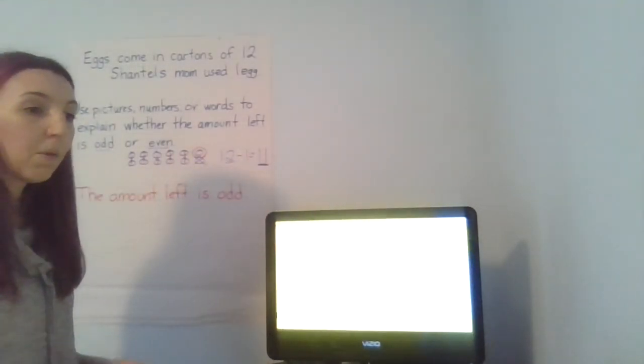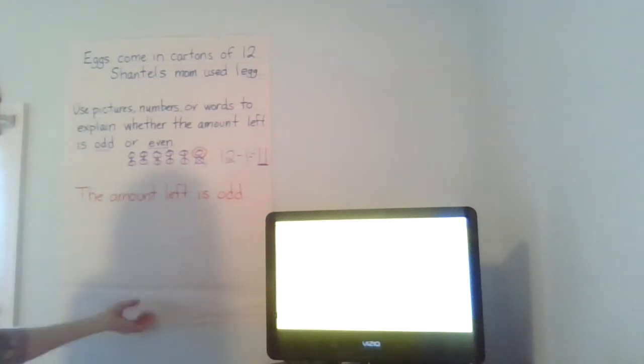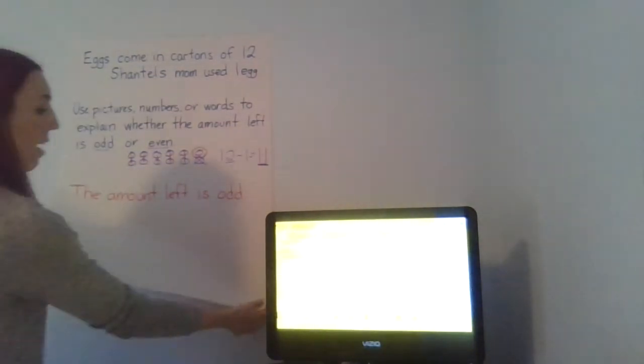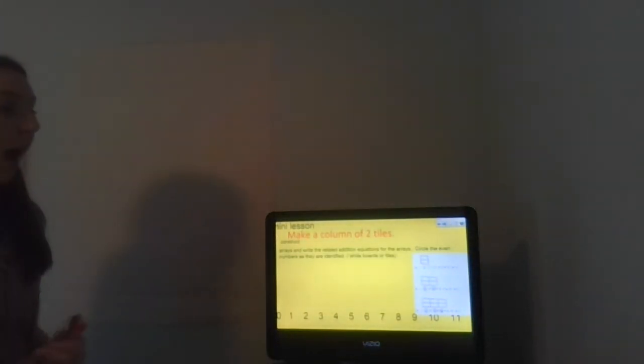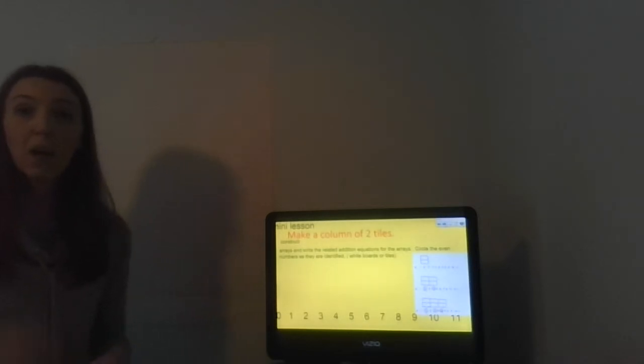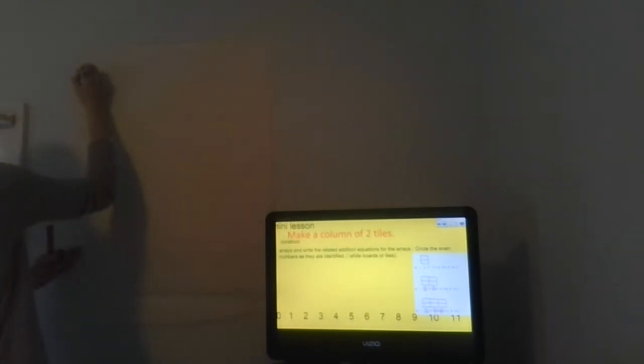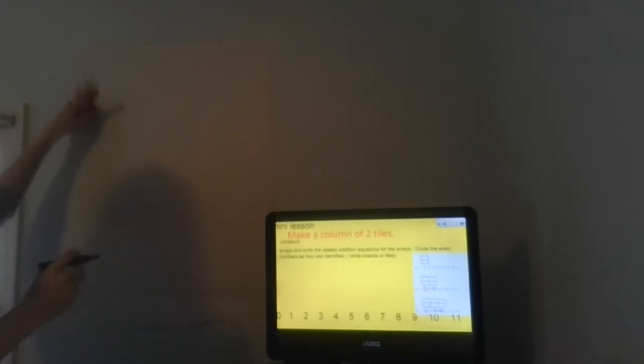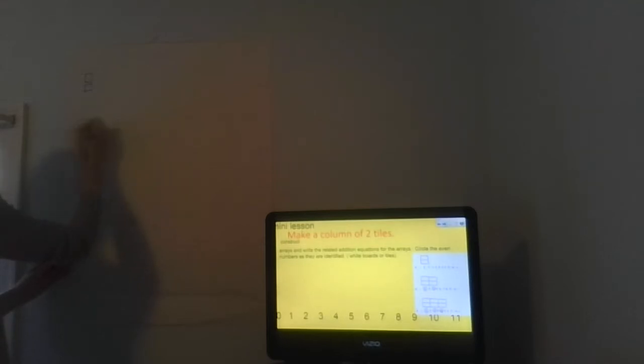Okay, so now I'm going to take this sheet down. We're going to start on a new sheet. I want to make an array using columns. So I'm going to start by making one column with two objects in it. There's my first column. And down here, I'm going to write a number line.